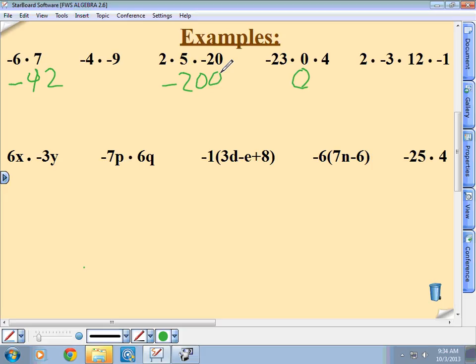5 times 2 is 10. 10 times 20 is 200. I have 1 negative, which is an odd number, so it's a negative answer. Very good. Gianna. Negative 4 times negative 9. Good. 2 negatives multiplied give you a positive, and it's 36. Okay. Why don't you do this one? 2 times negative 3 times 12 times negative 1.